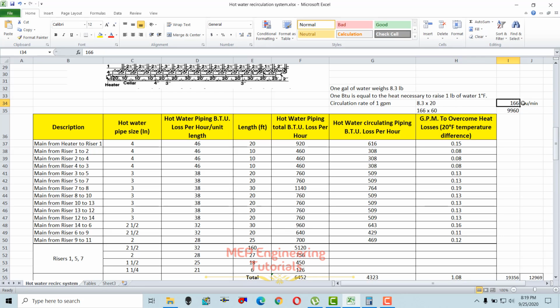So if you want to convert into hour instead of minute, you just need to multiply with 60 and you will get 9,960. That is almost equal to 10,000. So this is why I have divided this value with 10,000.